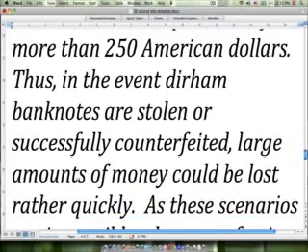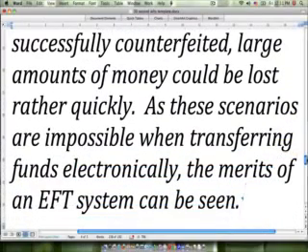Thus, in the event dirham banknotes are stolen or successfully counterfeited, large amounts of money could be lost rather quickly. This is our discussion sentence. Also very clear. We're showing that the money could be lost because of the high denomination of the dirham. As these scenarios are impossible when transferring funds electronically, the merits of an EFT system can be seen. Okay, a very clear link back to the overall thesis of the essay.